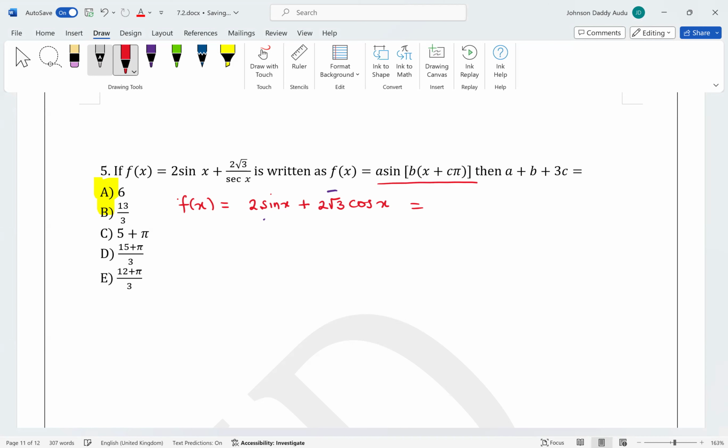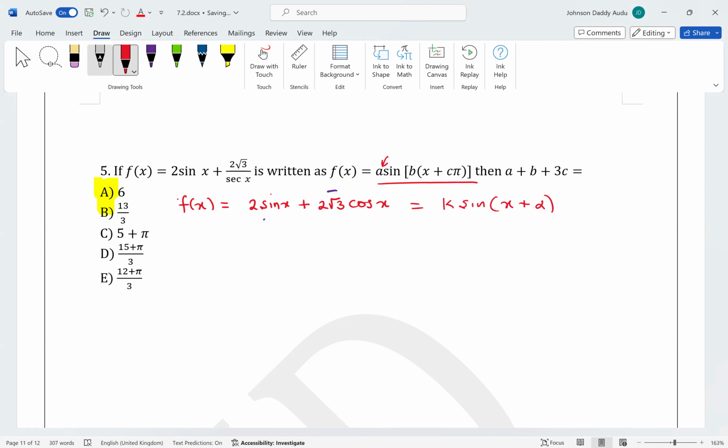Normally we're supposed to write this as k sine of x plus alpha. So it means that this k is taking the position of A, right? And then we can write it like this. So let's see what we can do. Let's try to find everything.